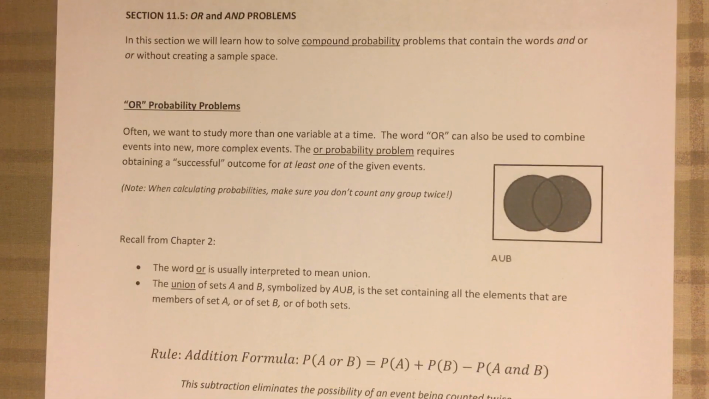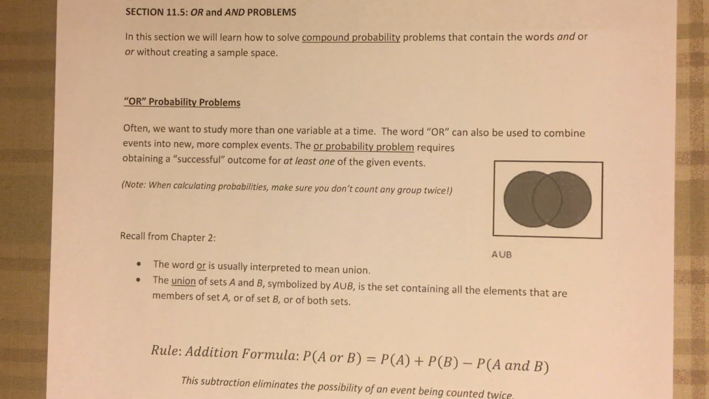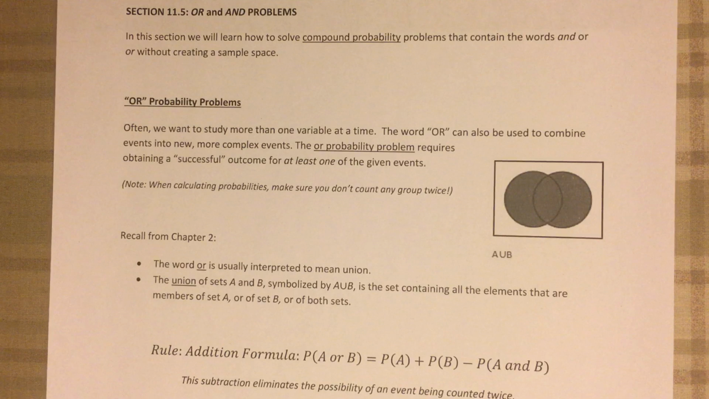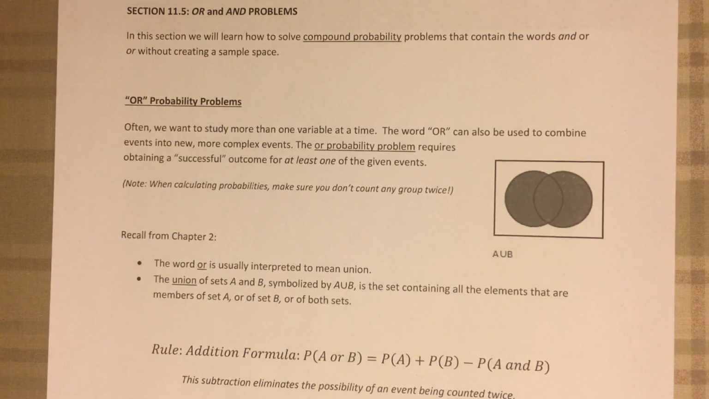We're going to tie this back to some of the stuff that we just talked about in chapter 2. In chapter 2, when we were thinking about the word or, we were thinking about unions. So these OR probability problems are very similar to our union problems that we saw back in chapter 2. Often we want to study more than one variable at a time, so the word OR can be used to combine our events into new, more complex events. The OR probability problem is looking at obtaining a successful outcome for at least one of the given events.